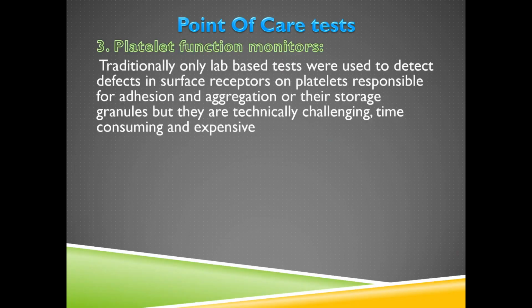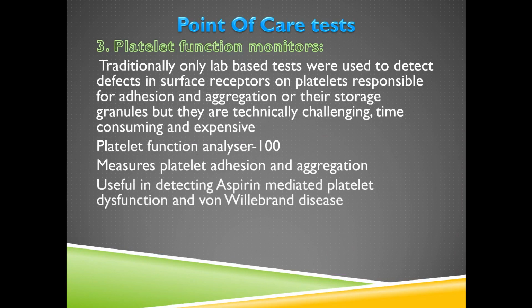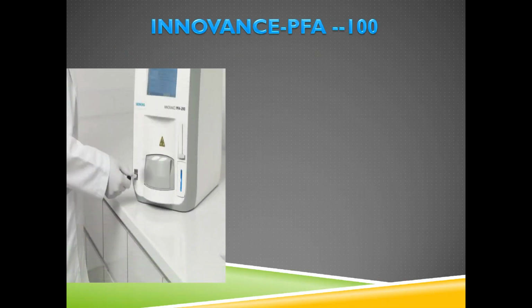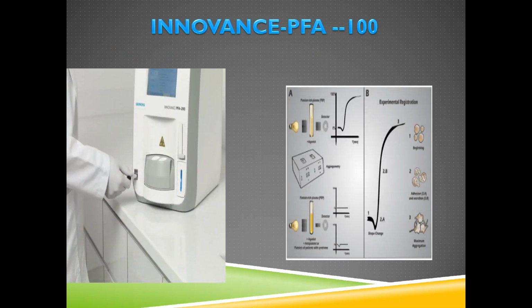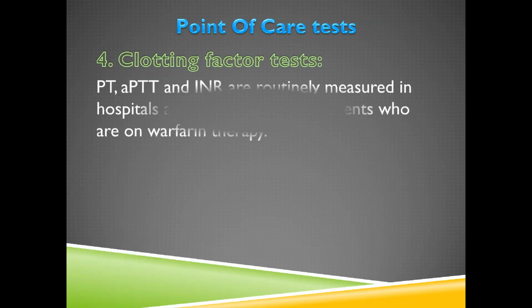The platelet function monitor is traditionally based on lab-based tests, but they're used to detect the surface receptors of platelets. And there is a machine called platelet function analyzer 100, which measures the adhesion and aggregation capability of platelets. And it is useful in detecting aspirin-mediated platelet dysfunction and von Willebrand disease, and hemodilution and thrombocytopenia. This is called the Innovance PFA platelet function analyzer. Then clotting factors testing.